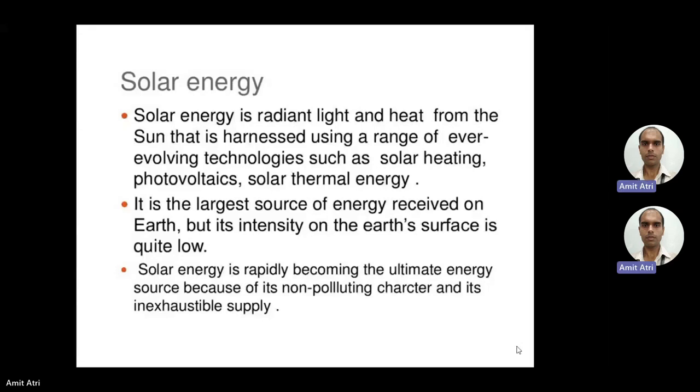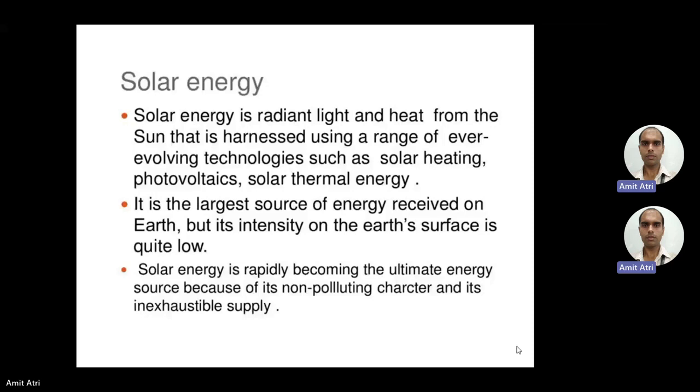Now, the sun is the ultimate source of most of our renewable energy supplies, because directly or indirectly, we are getting energy from the sun. Wind energy is also an indirect form of solar energy. Biomass is also indirectly obtained from the sun. Geothermal, we are indirectly getting from the sun. So directly and indirectly, we are getting a lot of renewable energy sources from the sun.